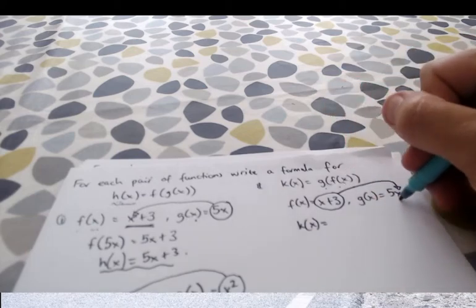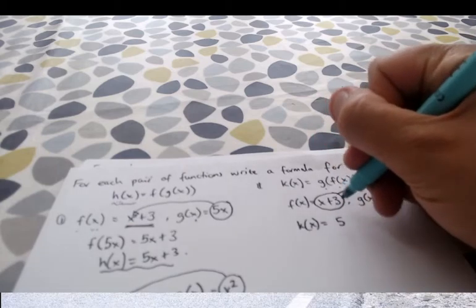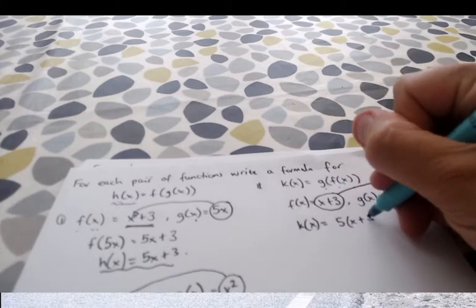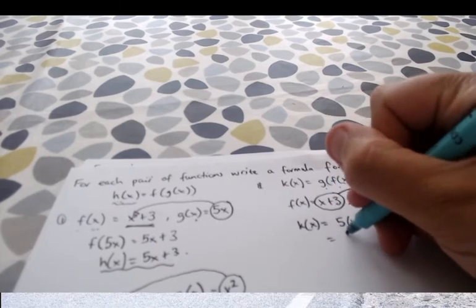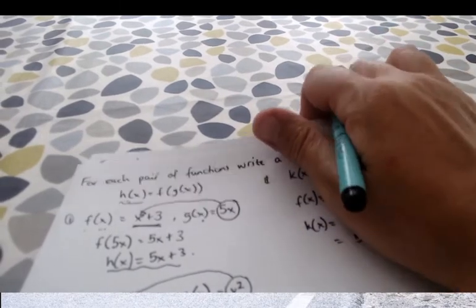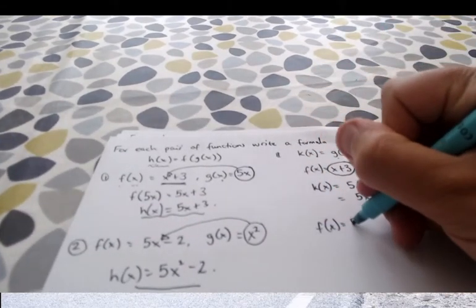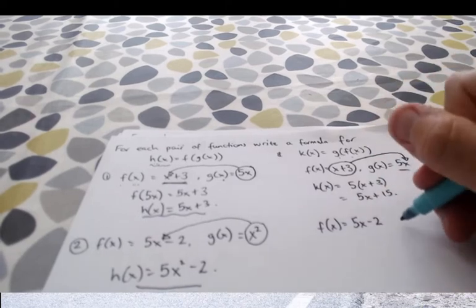And then we write out this one. So I've got 5, and then I've not got x anymore, I've got x add 3. So in a wee bracket, this one's easy, let's just multiply it out. 5x add 15.